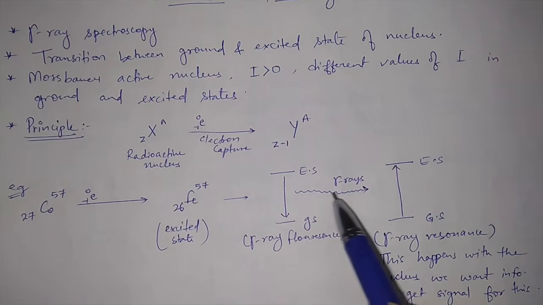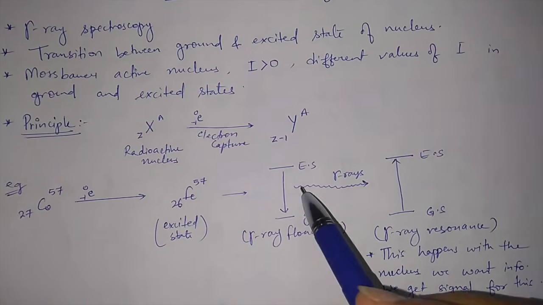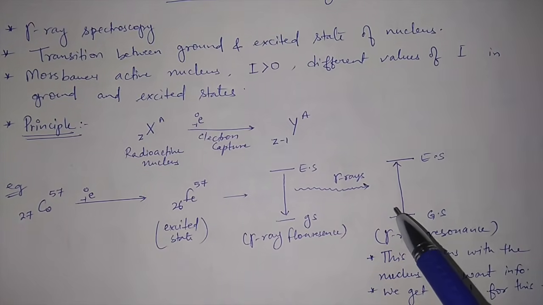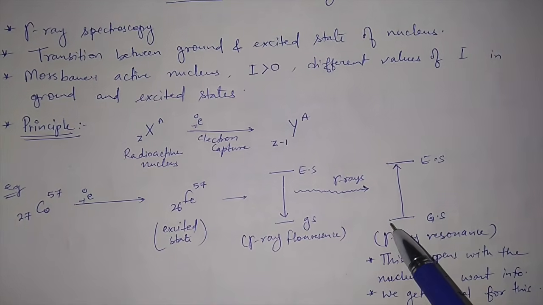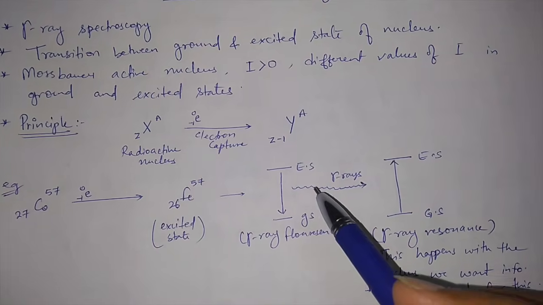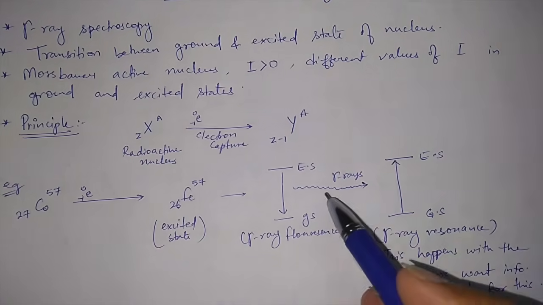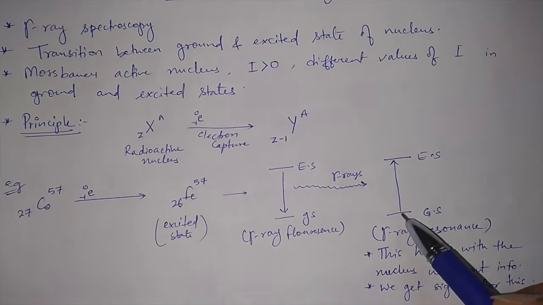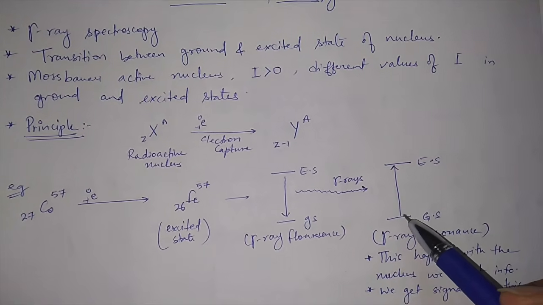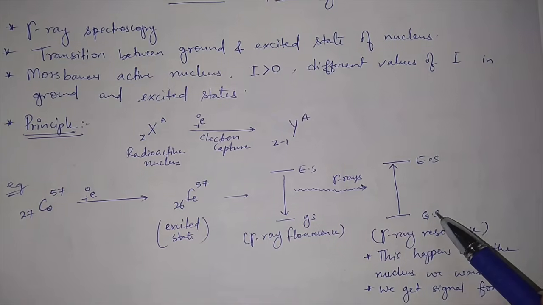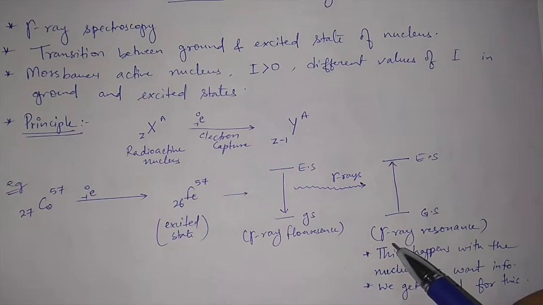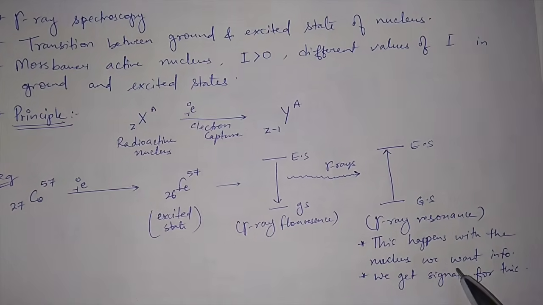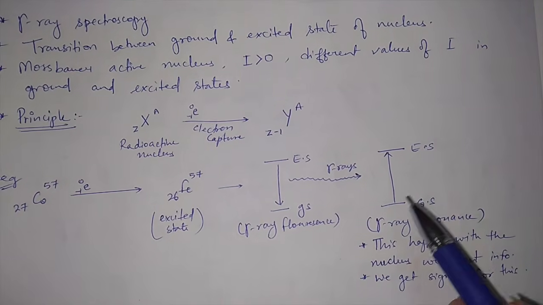Now the gamma ray emitted by this iron atom will go and strike another iron, like this is happening within the nucleus, right? It will strike the nucleus of the other iron atom, and that nucleus will now transit from the ground state to the excited state. This is what we call gamma ray resonance. This happens with the nucleus for which we want to get the information.